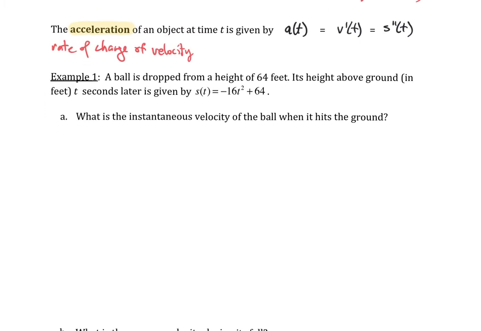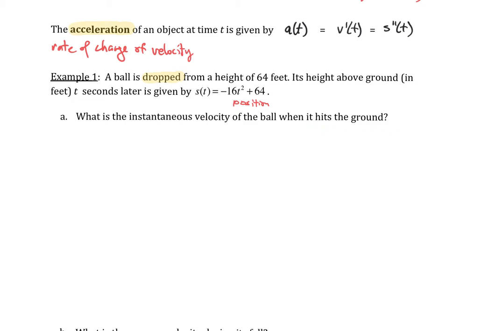Why don't we take a look at an example together? Let's take a look at example 1. A ball is dropped from a height of 64 feet. The fact that this is dropped is important, so I'm going to highlight that. Its height above ground in feet t seconds later is given by this equation right here. So this is our position function. And the question asks, what is the instantaneous velocity of the ball when it hits the ground?